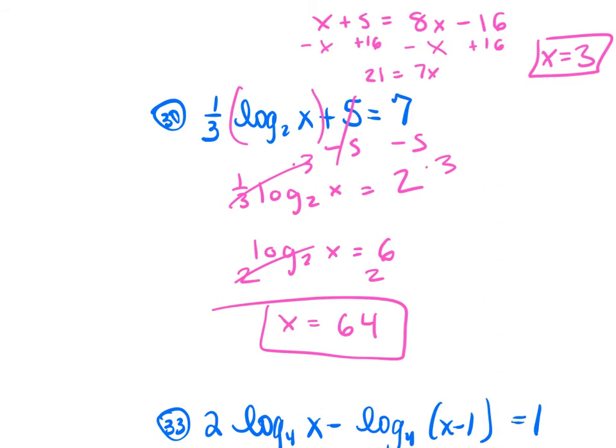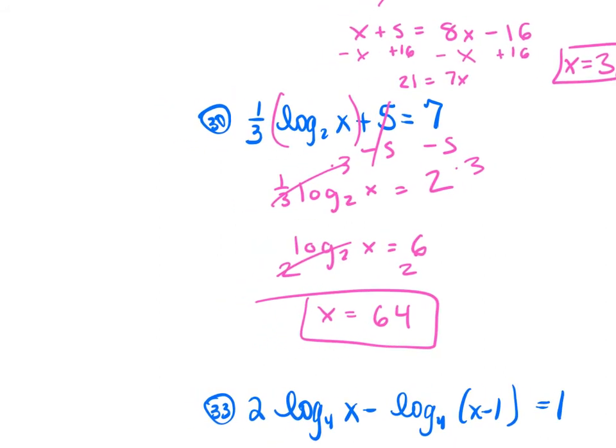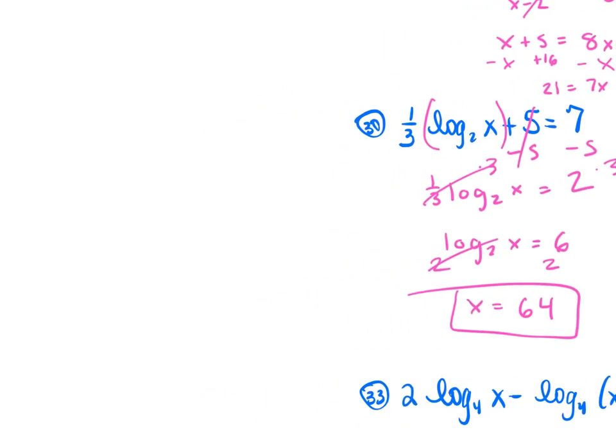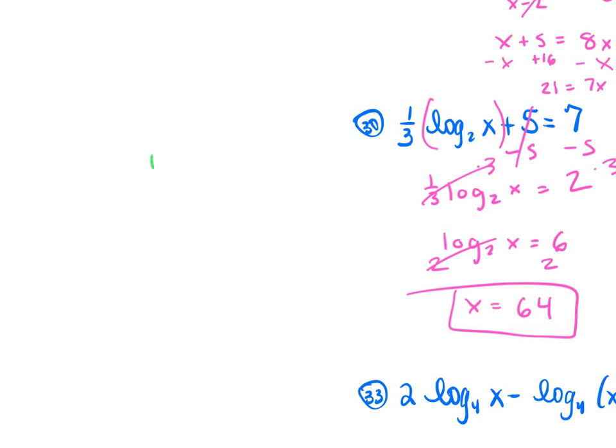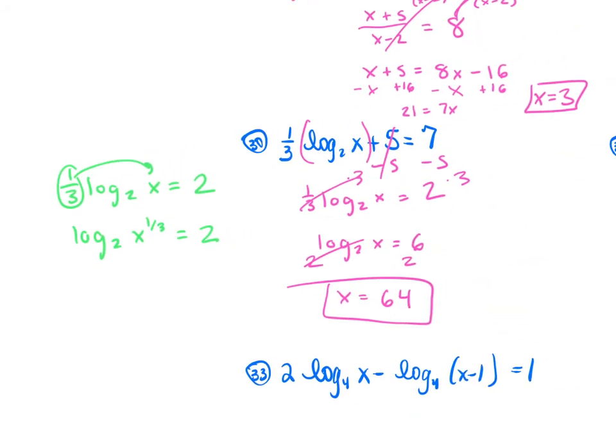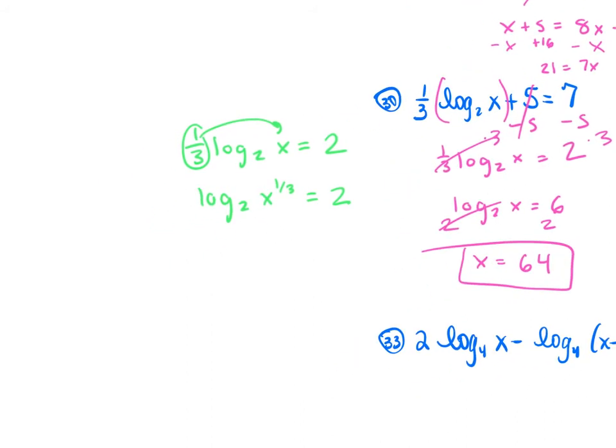Any questions here? Wait, how did you get rid of the 1/3 again? We multiplied by 3 on both sides, so it canceled out. Another way we could have done this, I'll do it on the side here. If we had 1/3 log base 2 of x is equal to 2, we could move this 1/3 to the exponent, so it would be log base 2 of x to the 1/3 is equal to 2. Then we put a 2 on the bottom on both sides, so it cancels out. So this would be x to the 1/3 is equal to 4.